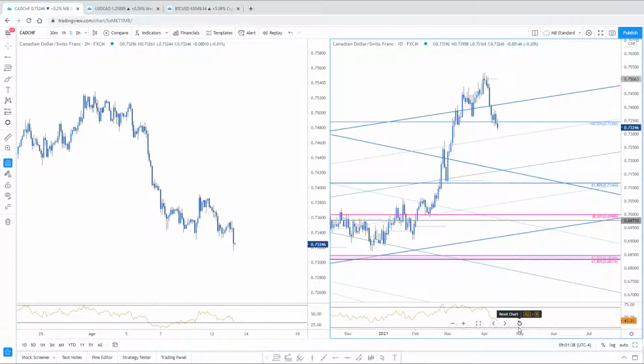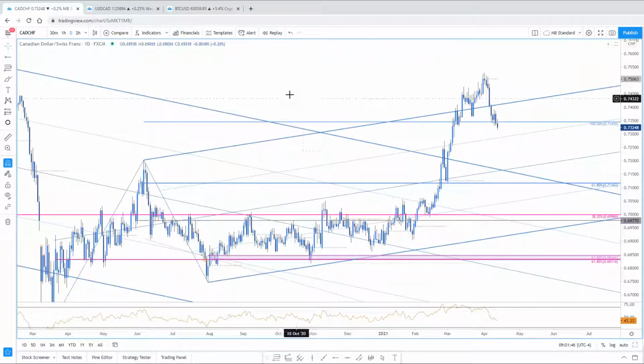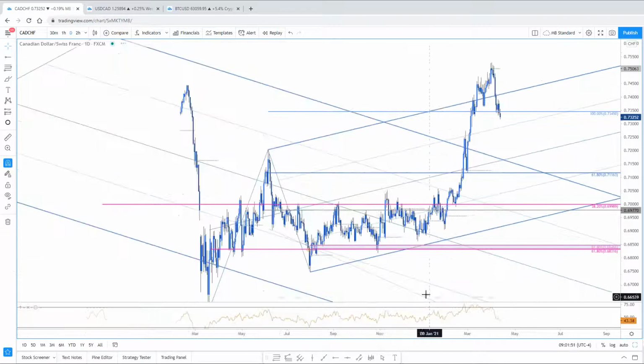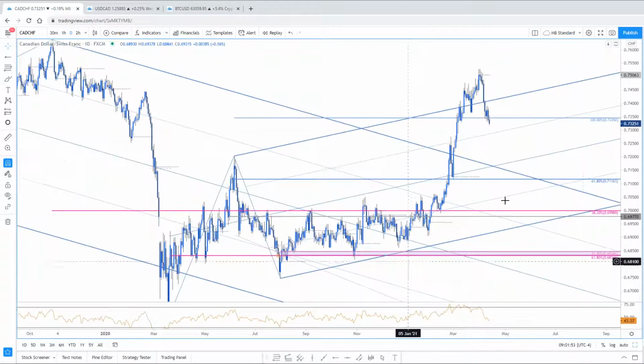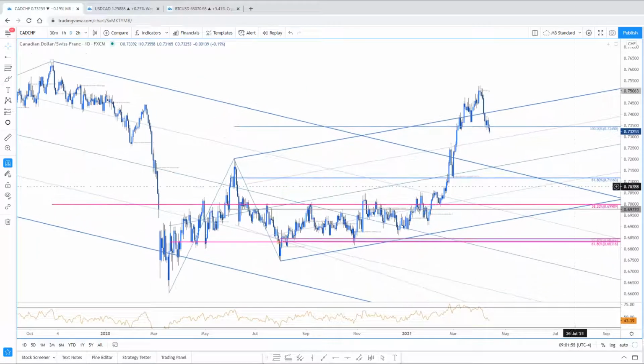Okay, so Marcin, CAD Swiss, Sterling, Kiwi, and Swiss Yen. All of your requests are always a tongue twister, I'll tell you that much. So here's CAD Swiss. Is that the first one? Okay. So here's a daily chart.